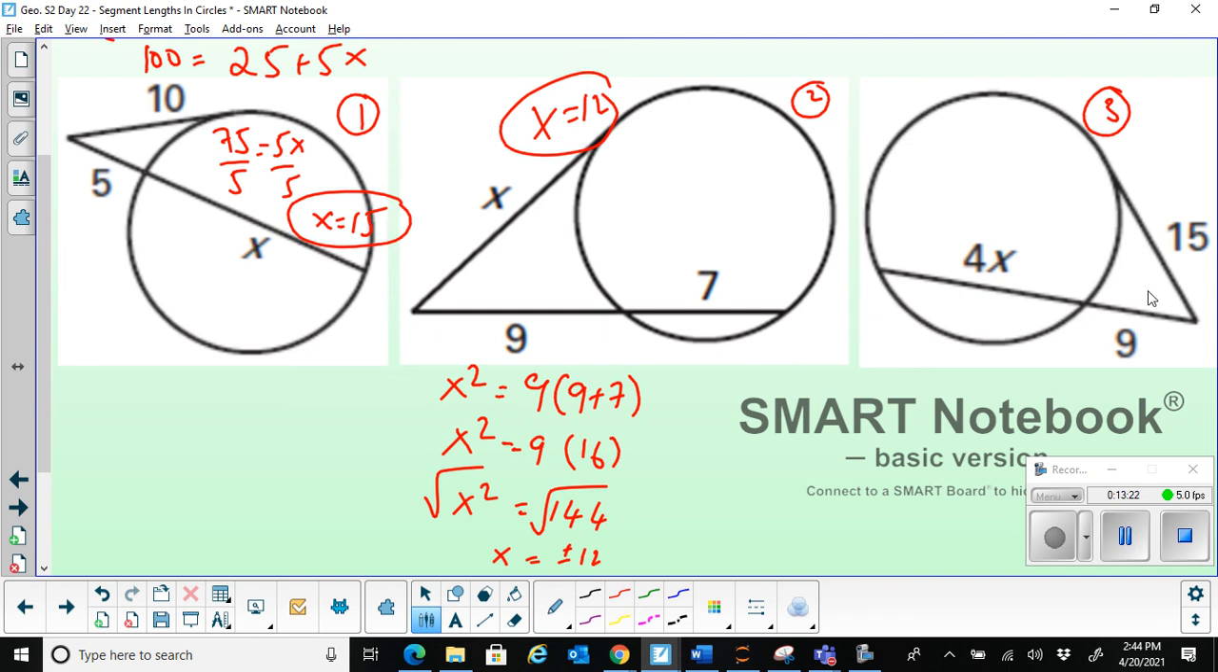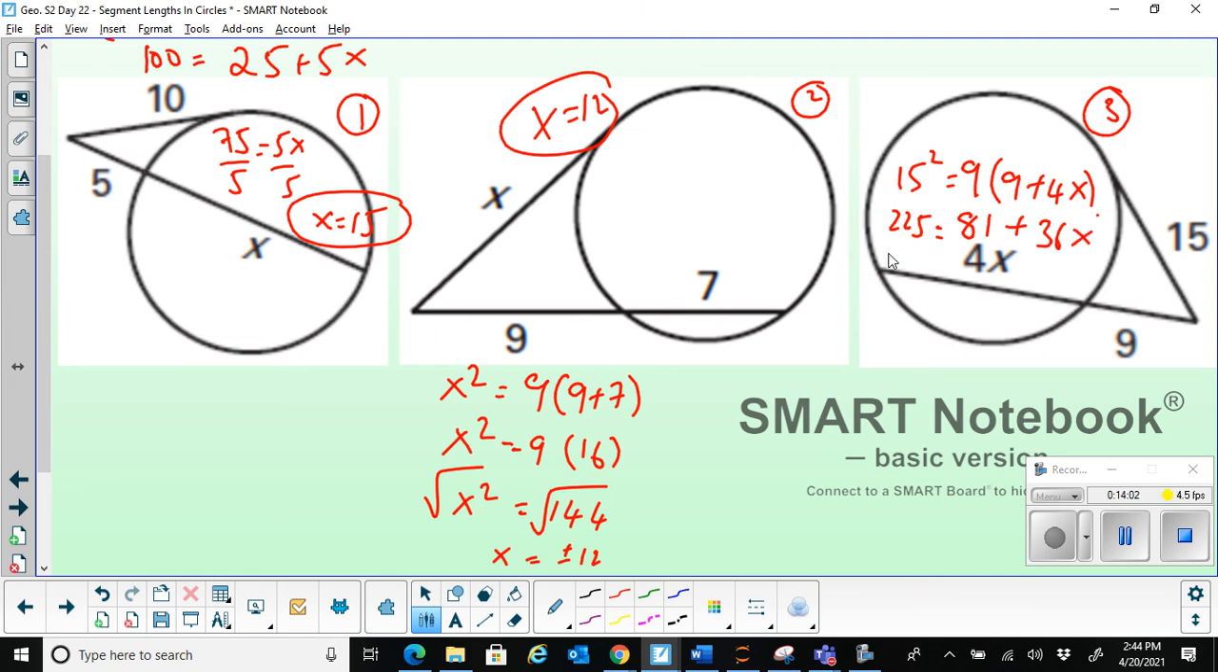On problem 3, we have the tangent, which is 15. 15 square equals the external portion of the secant, which is 9, and the secant is 9 plus 4x. Okay, let's simplify and get the value of x here. So 15 square is nothing but 225, and 9 times 9 is 81, and 9 times 4x is 36x. So we have 36x here.